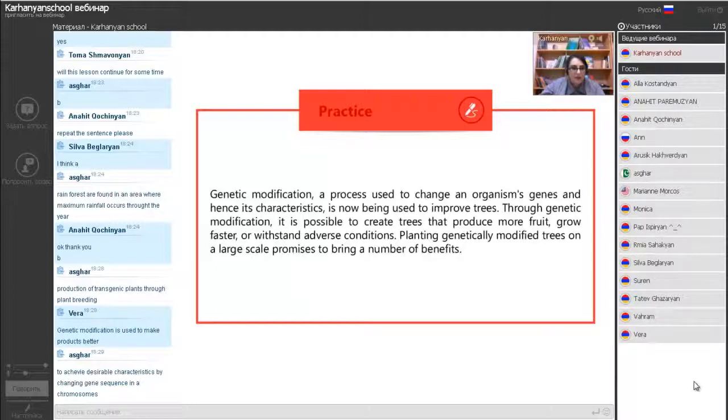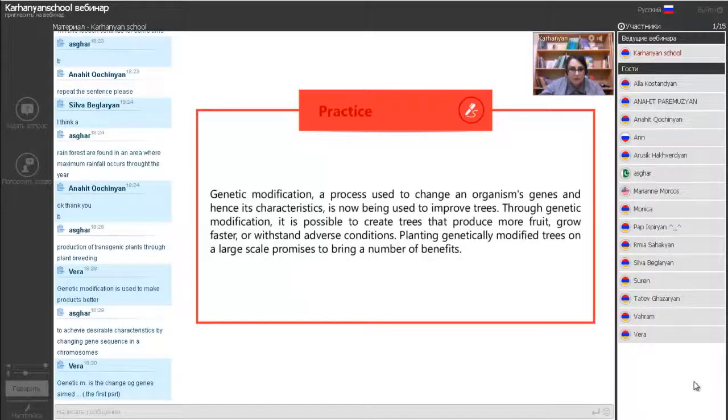Are there any versions? Okay, the genetic modification is the change of genes aimed. Yes, great, Vera. So now it is okay. Thank you very much. So genetic modification is the change of genes. And then genetic modification is used to make products better, because in the last part we see that planting genetically modified traits on a large scale promises to bring a number of benefits. Okay, good for you. Thank you, guys.